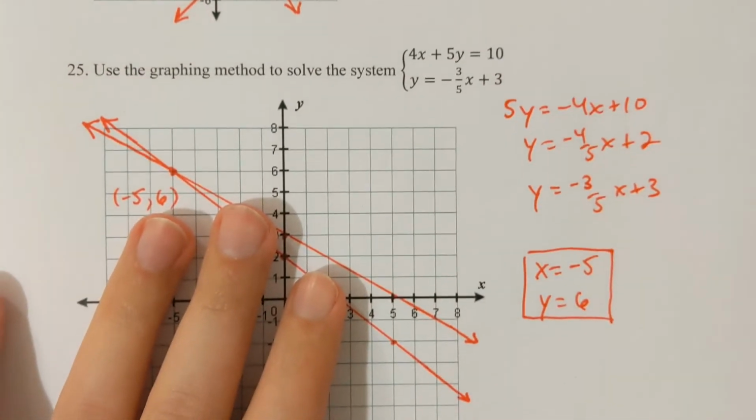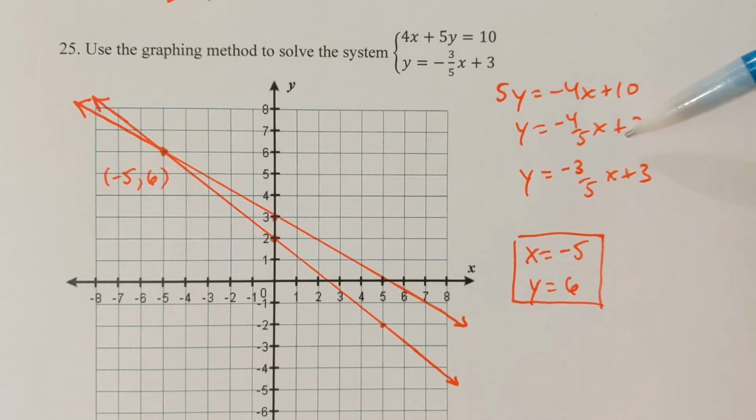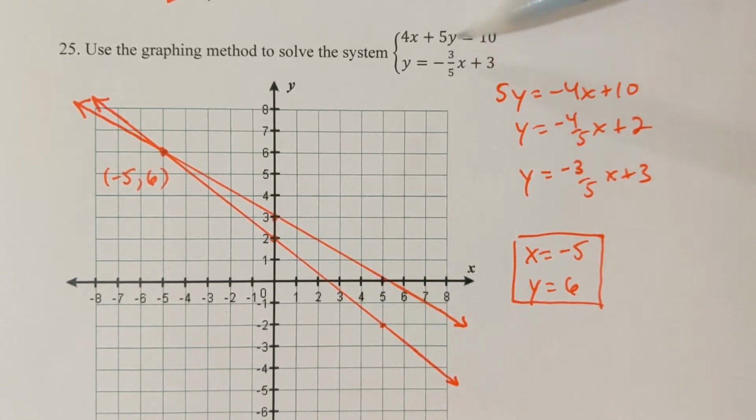So here's another example, problem 25. Again, we want to use the graphing method to solve this system. Now the second equation has already been solved for y, so the first equation I've got rewritten over here, and I'm going to solve that for y. I've done that, and it's right here. And so I'm going to graph both of these lines. It's still the same system, right? I've just rewritten the first equation, so I'm still working with the same two equations.